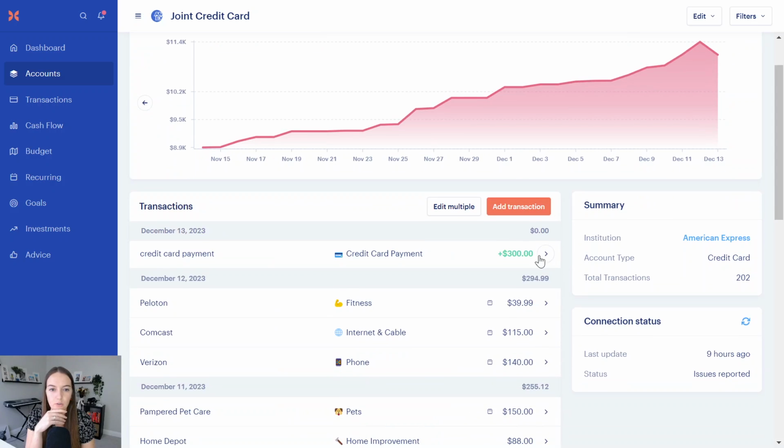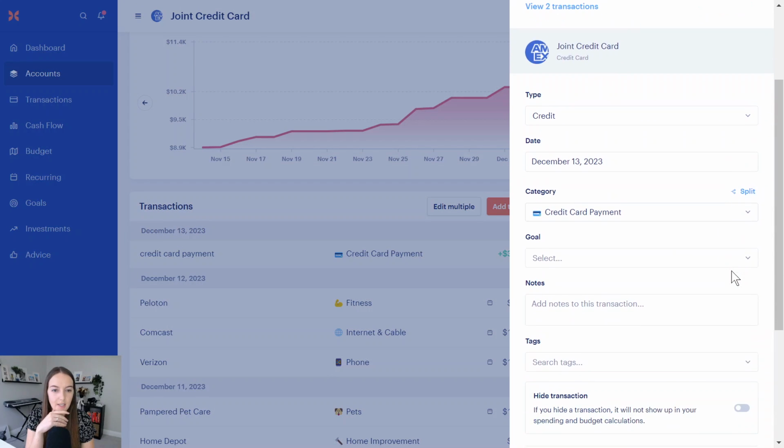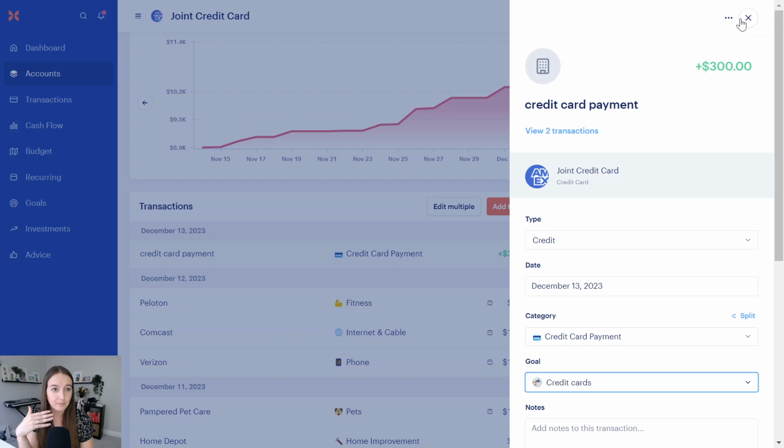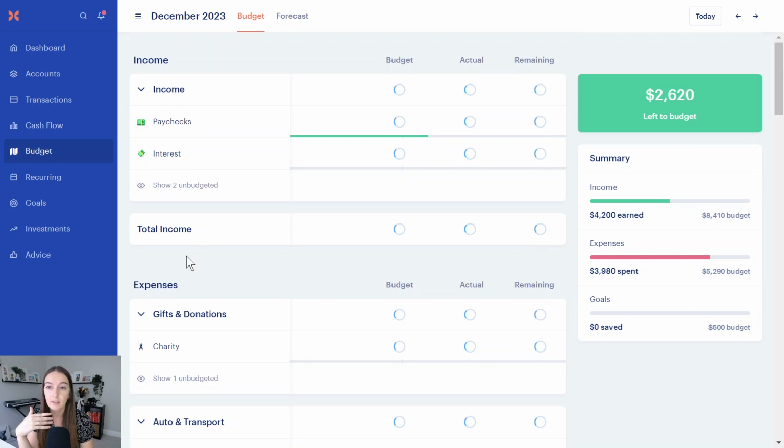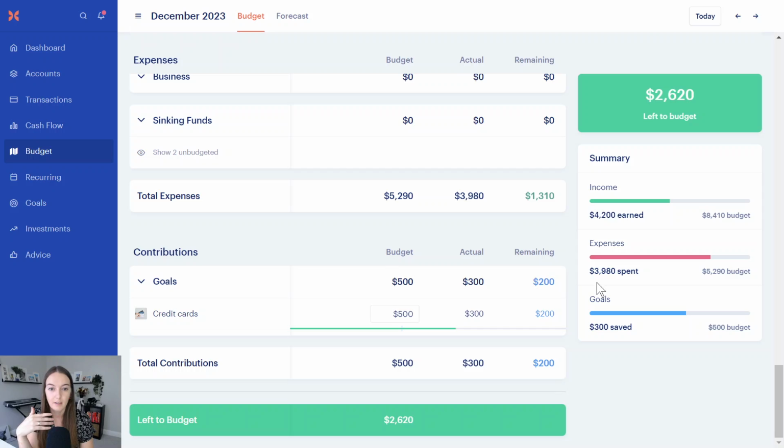So if I go to credit card payment, I'm going to click on that transaction. It gives me the option to connect it to a goal. The only way I can do this is if the joint account is connected to that goal, which we just did. So we can do it. That's why it's showing up here. If it says no goal, that means the account is not connected to the goal. Okay, so we're going to add that to the goal. I'm going to see what happens in our budget. Now we're going to scroll down. And now you can see we've made $300 of a payment towards that credit card. And our goal is $500.